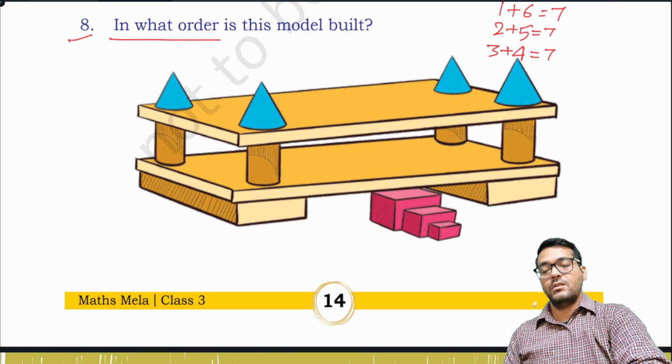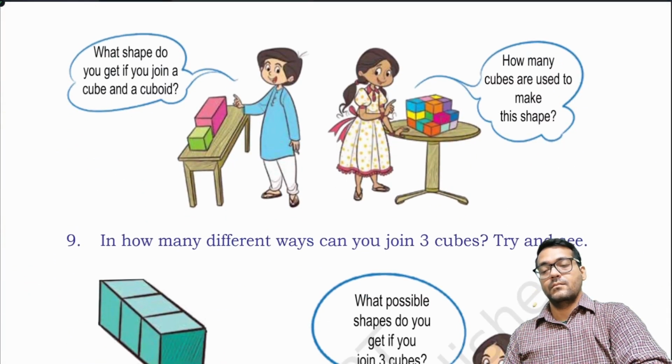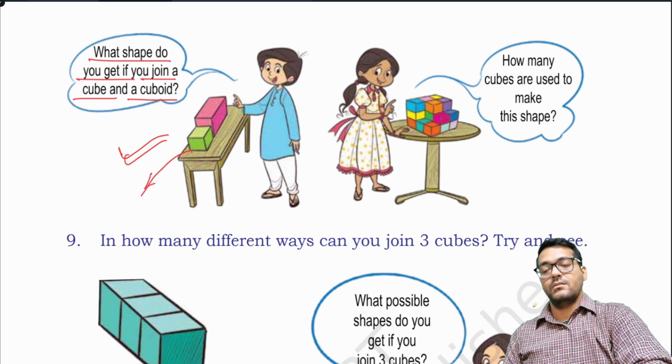8. In what order is this model built? You can see a model is given here. It has different shapes, for example, cuboid, cube, cylinder, cone. You have to write the pattern of placing the shapes. What shape do you get if you join a cube and a cuboid like this? You may get a vehicle.